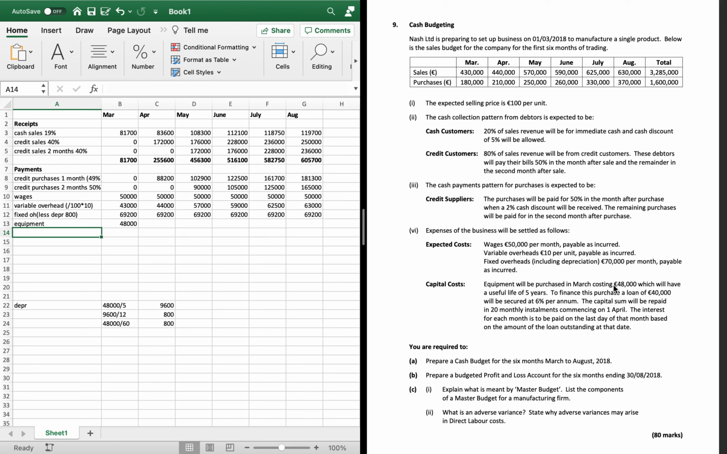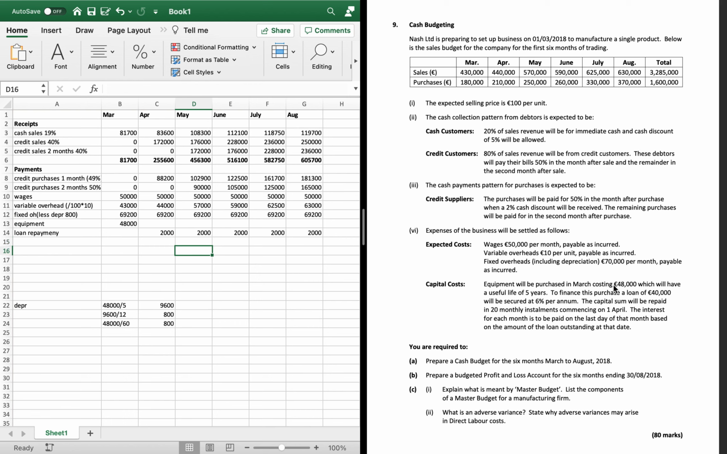And it's going to be 6% per annum. The capital sum will be repaid in 20 monthly installments. So that's the loan repayment. So it's probably starting in the first, it normally starts in the second month. So it starts in the 1st of April. So the loan is 40,000. So 40,000 divided by 20, because it's 20 equal installments, is 2,000. So 2,000 each month.